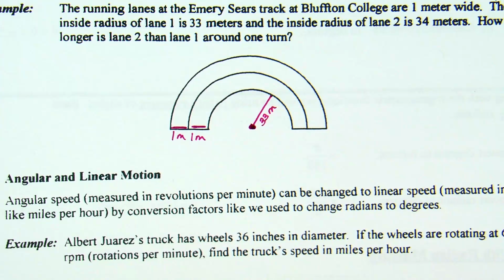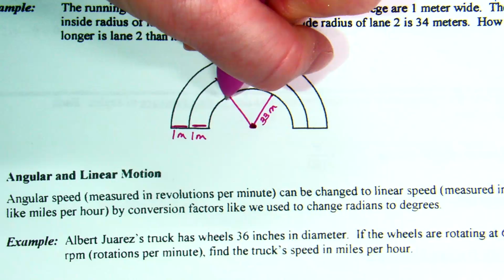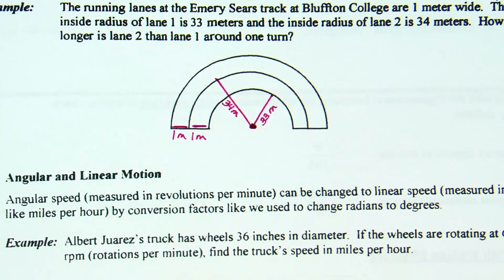Then it goes on and says the inside radius of lane 2 is 34 meters. So that's going to the inside of lane 2, which is the line in between the tracks, and that is 34 meters. Does it make sense that they're 1 meter different? Yes, because the width of the track is 1 meter. So that should hopefully make sense to you. And then, how much longer is lane 2 than lane 1 around one turn?